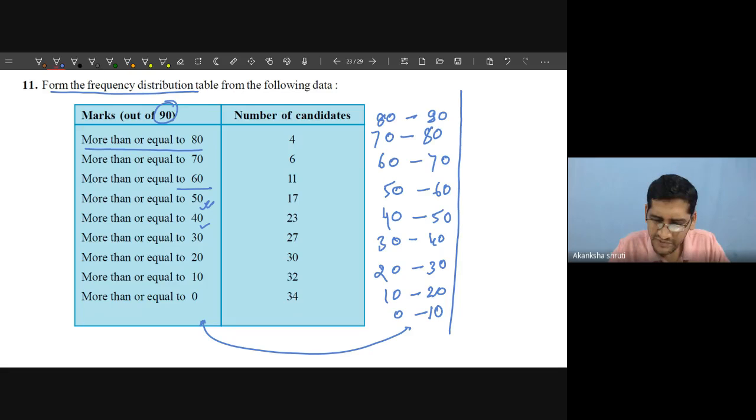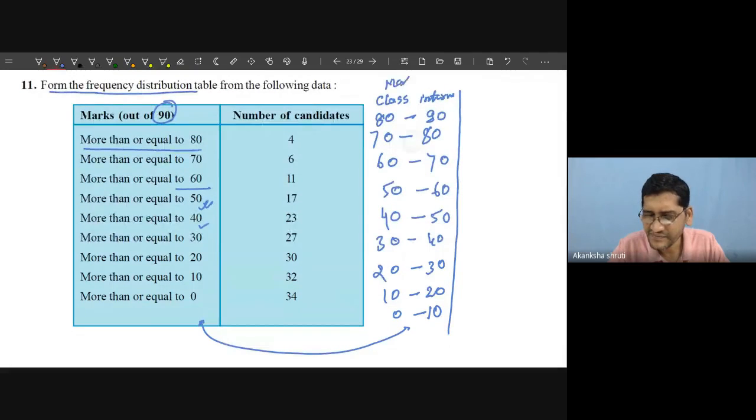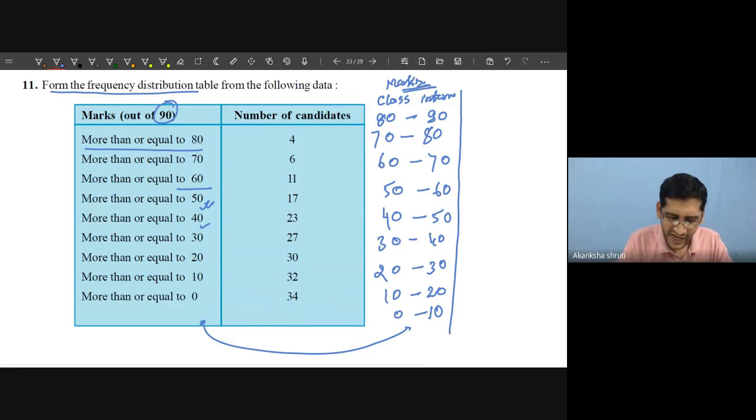So this is our class interval. Class interval means the marks. Otherwise, this 90 would not be considered. Getting now? So that's why we have to write this way. Then consider it. More than or equal to 80 means it is 80 to 90. It is this interval.